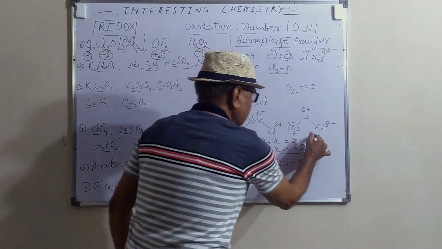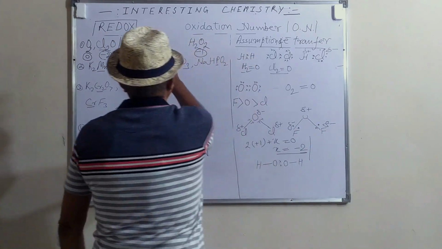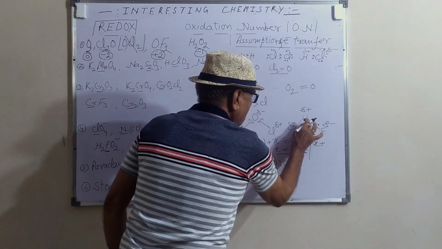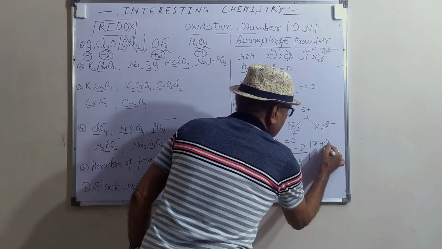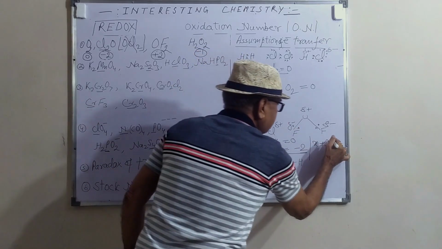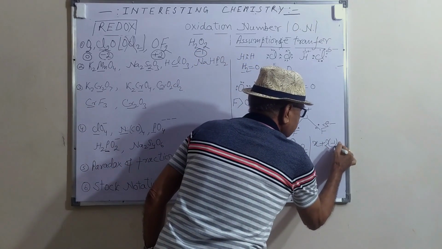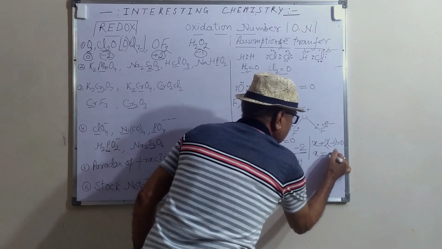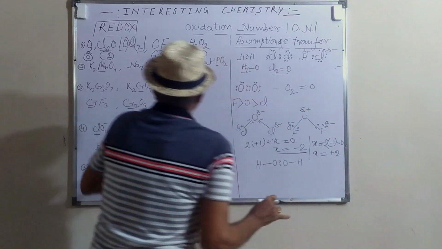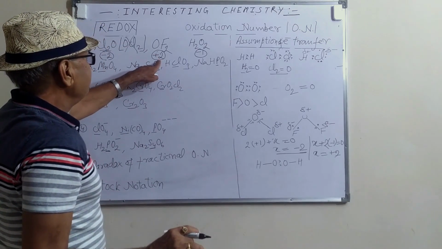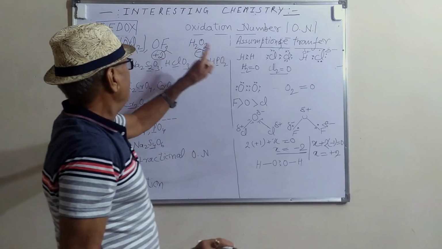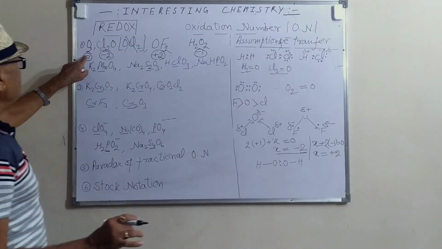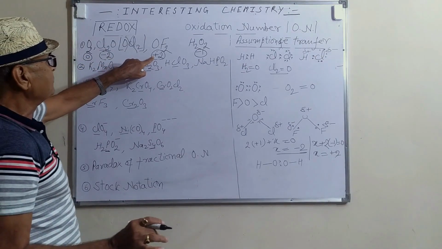So how will you calculate it for OF2? Suppose x is the oxidation number of O, and there are two fluorines, each with an oxidation number of -1. So x plus 2 into -1 is equal to 0, so x is equal to +2. So in OF2, the oxidation number of O is +2. I told you that oxygen can be 0, -2 and +1.